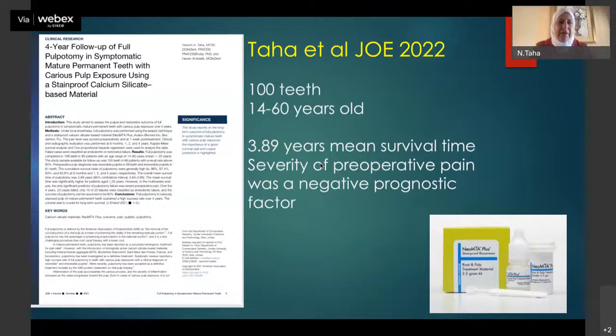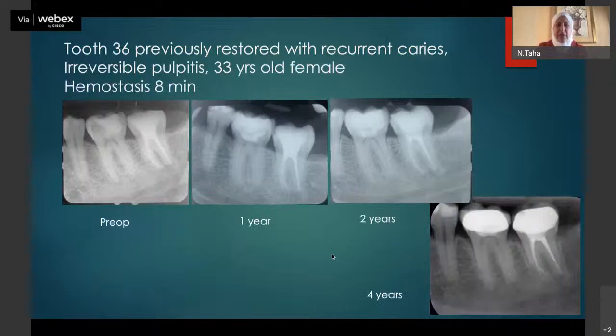We looked at whether there is a difference if the patient is younger than the median age of 25 years or above 25 years, but in the logistic regression analysis, it was not a significant factor. So age is not a significant factor. Severity of the preoperative symptoms is the only significant factor. This is an example of one of the cases published in that article.